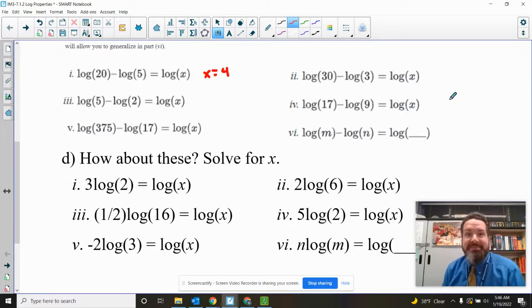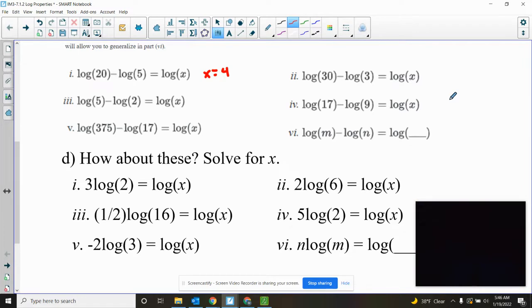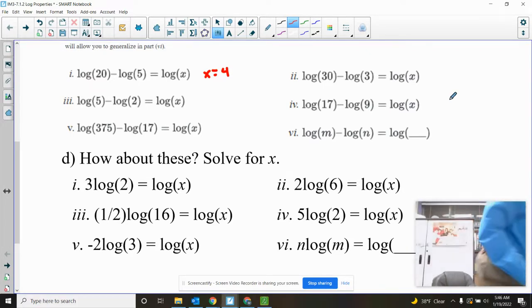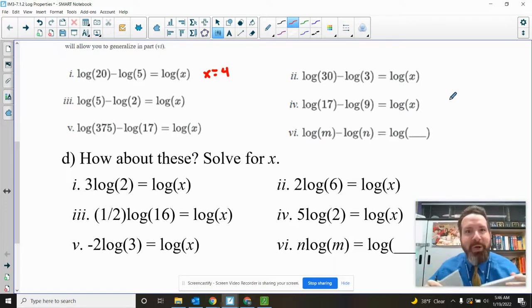Do a quick pause. I want you to see if you can come up with it while I turn the lights back on. Son of a gun. Backlights. Well, better now. Let's see if you can come up with all these others. So quick pause.